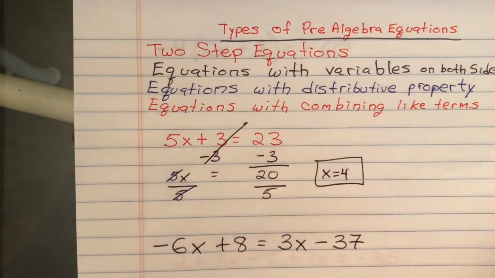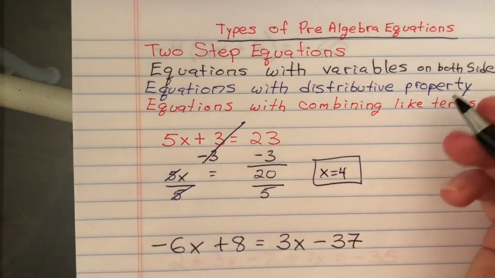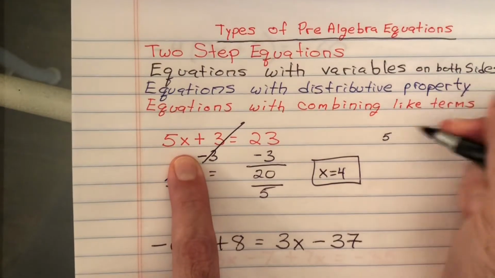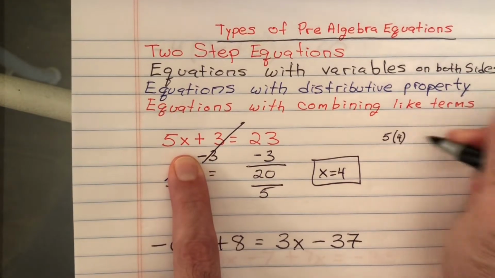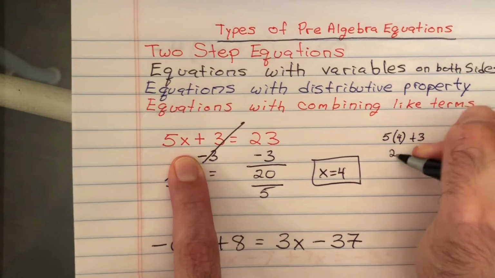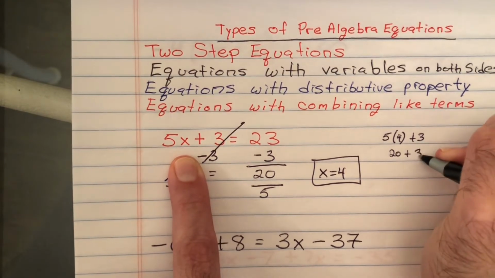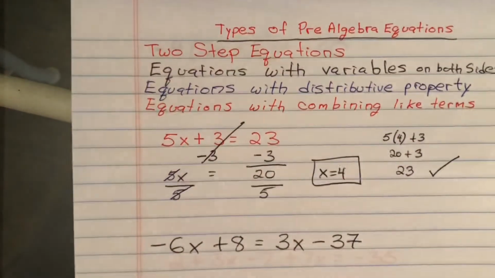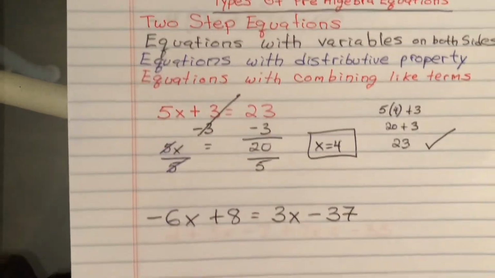X equals 4. Can I check to see if it's right? Of course. So put the 4 where the variable is. 5 times 4 plus 3. 5 times 4 is 20. 20 plus 3 is 23. It's supposed to be 23, so you know you're right.